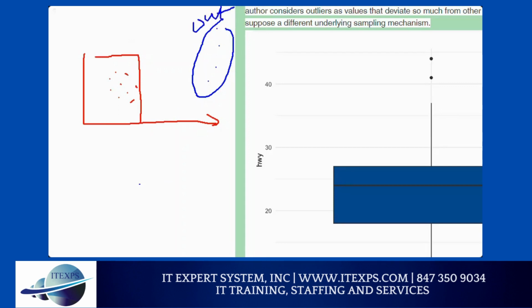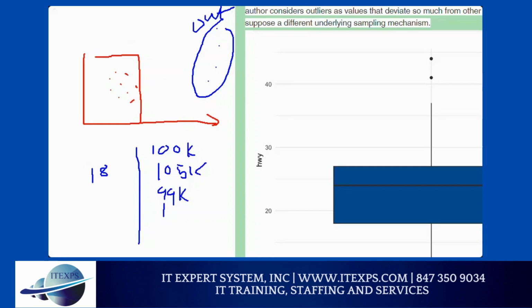So for example, right now we have around 18 students in the class. If I ask how much you make, the average person will say 100,000. Someone will say 105,000, someone will say 99,000, someone will say 110,000. Someone will say $5. Someone will say 500,000. So you can see right now this value and this value are outliers. These other values are kind of close.